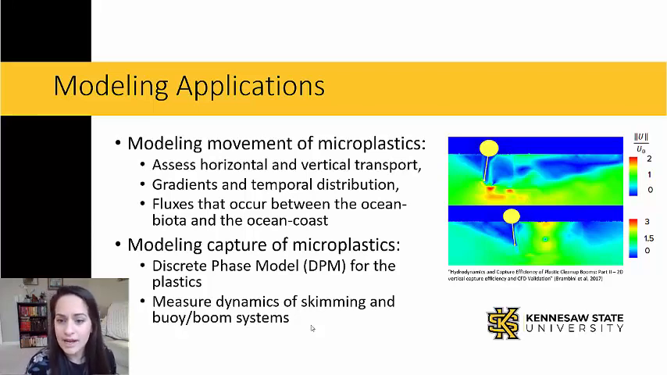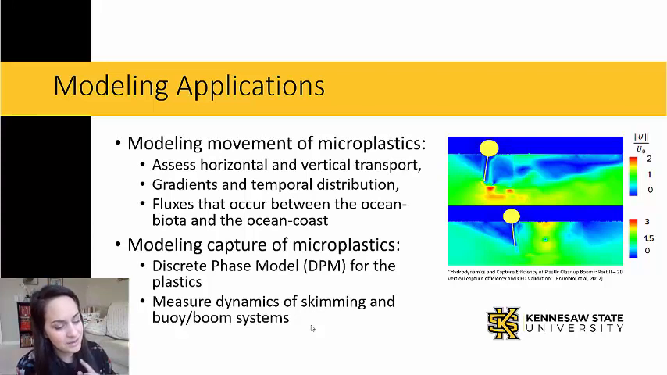So this figure that I have here on the right is a figure of an instantaneous velocity magnitude flow field. The picture 1 and picture 2 are altering the moorings that are attached to this boom in order to optimize the capture of microplastics. So that's one example of how we can use modeling for our emerging technologies.